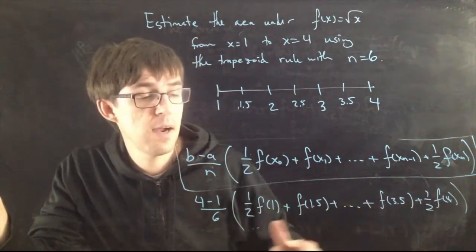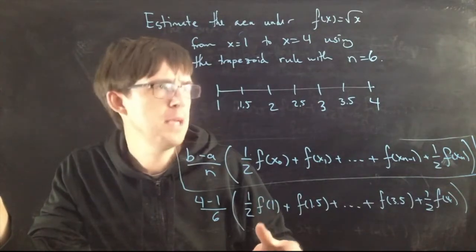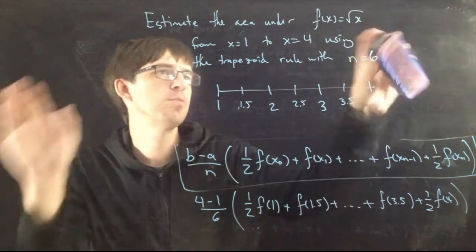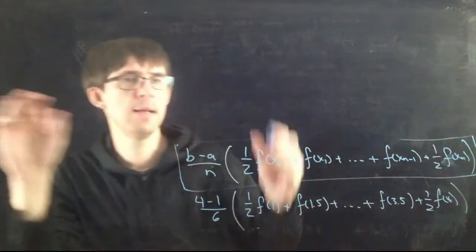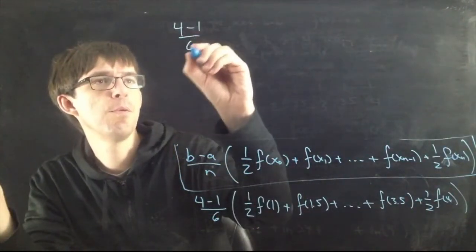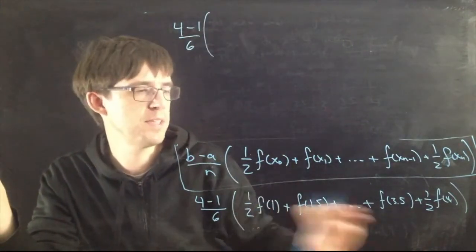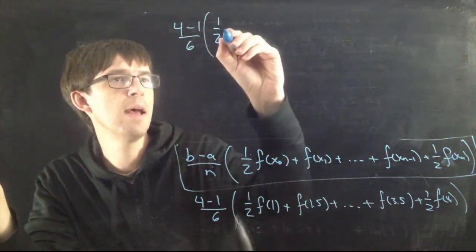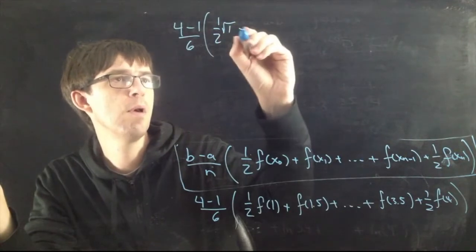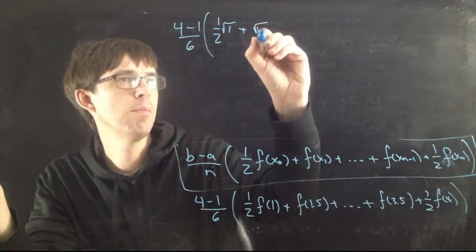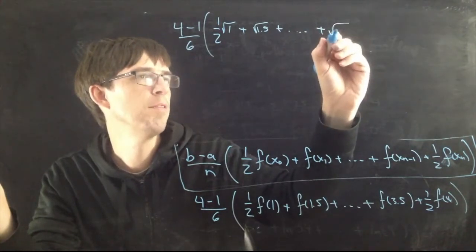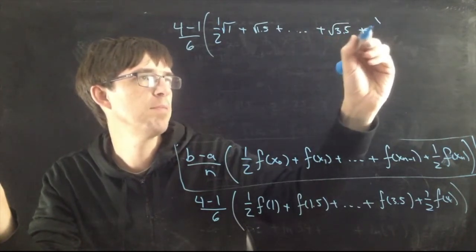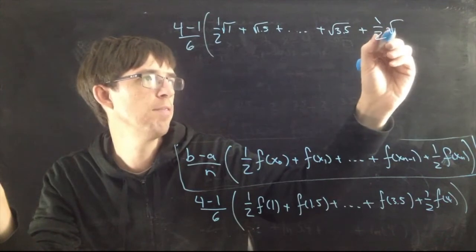This is not my final answer. I like to say, what does the f mean? The f refers to this function, which in this example is the square root. So my final answer I would write as 4 minus 1 over 6. I'm just going to replace every f with a square root sign. So 1/2 square root of 1 plus square root 1.5 plus etc. plus square root 3.5, and finally plus 1/2 square root of 4.